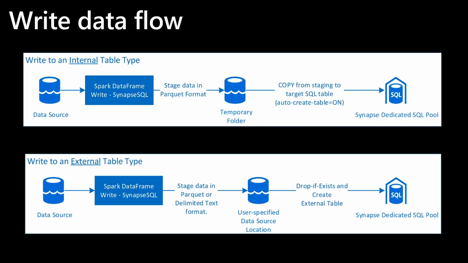In case of an external table type, data is directly written to the target table's location using the user-specified data format, which is Parquet or delimited text. And then finally, the external table is recreated on top of the data set.